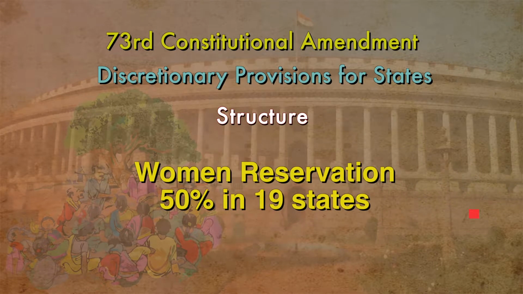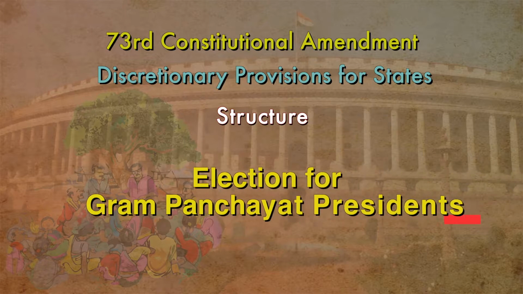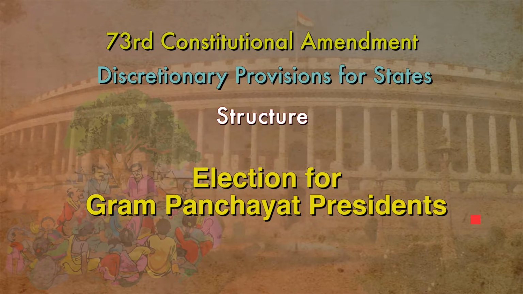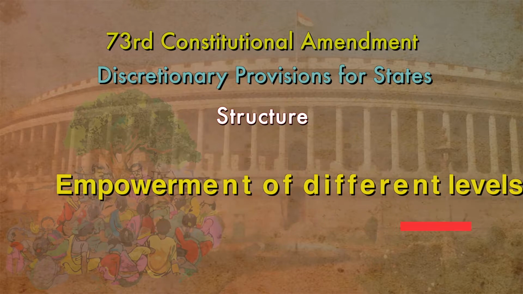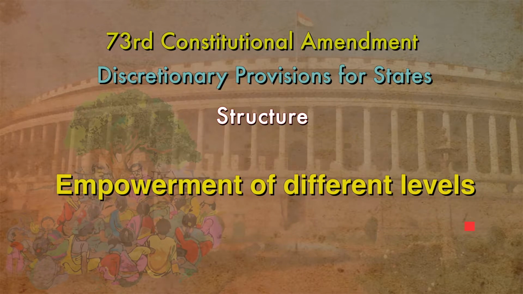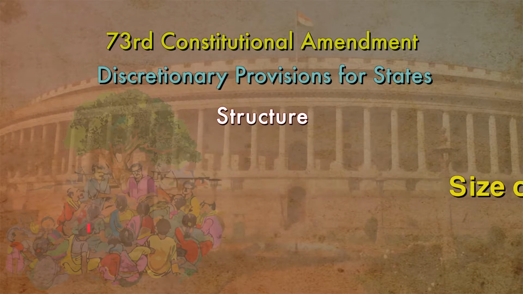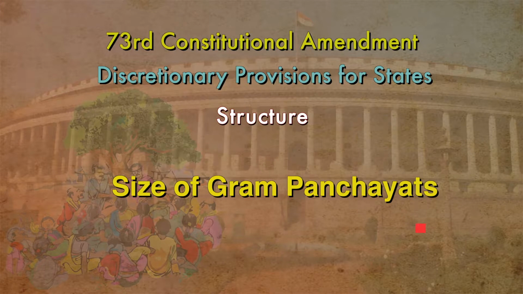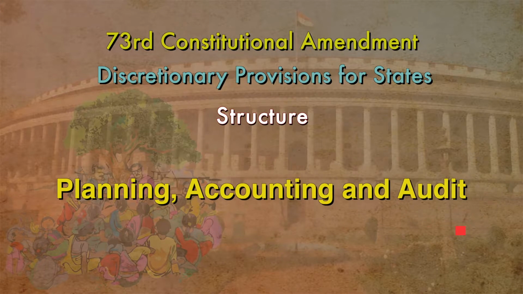Extent of reservation for women. Direct or indirect election of Gram Panchayat presidents. Empowerment of different levels of panchayats, which tier of panchayats is most important. Size of gram panchayats. Rules for panchayat processes such as planning, accounting and audit. After the provisions, we now look into the list of 29 subjects included under Article 243G for the 11th schedule.